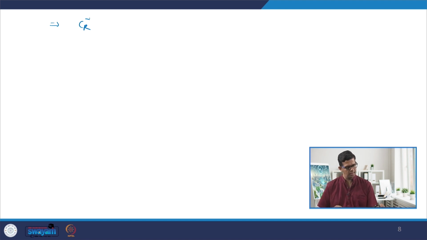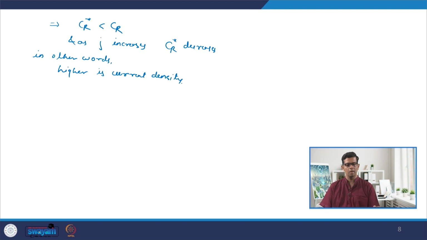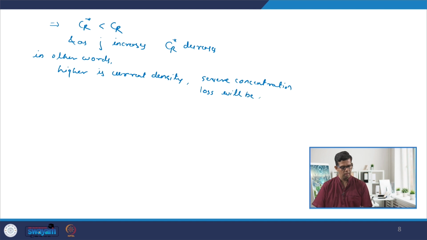So, what does it imply? It implies that as Cr star is less than Cr, and as this current density increases, the surface concentration decreases, or in other words, higher is the current density, or in other words, if you are drawing more and more current from the cell, severe concentration loss will be incurred.